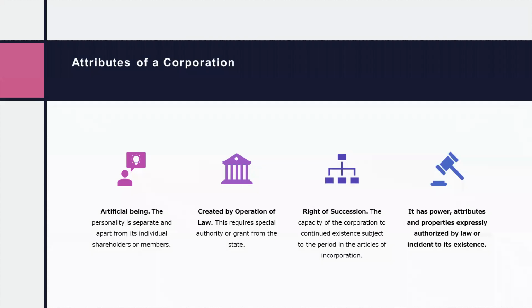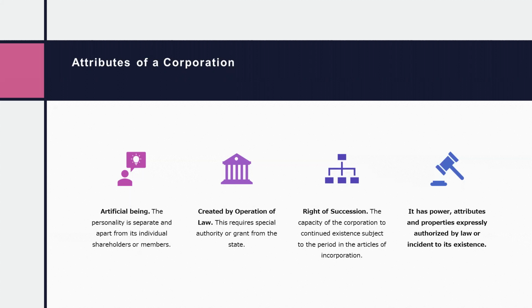If we are going to point out, based on the definition, we have these attributes of a corporation. First, a corporation is an artificial being. When we say artificial being, it has a personality. We say it's a juridical personality, which is separate and apart from its individual shareholders or members.